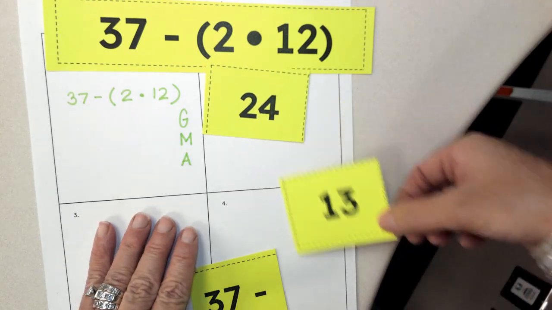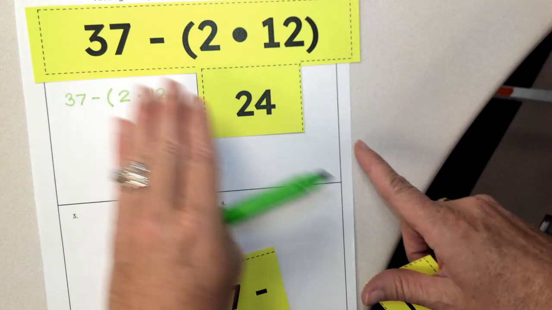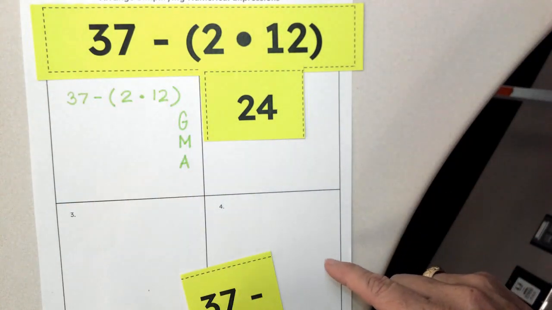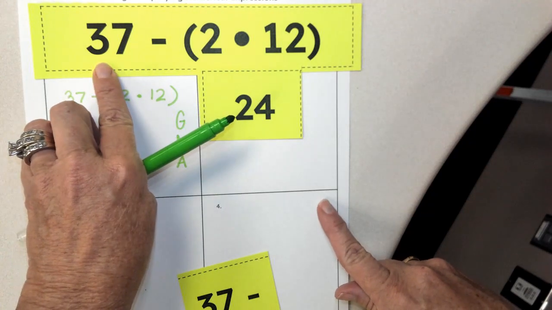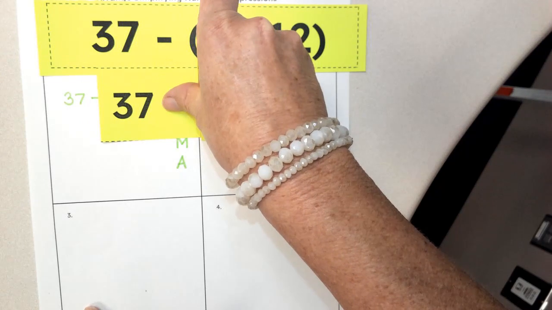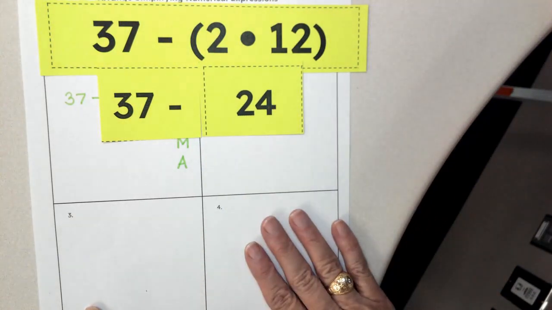And just like we've talked about in class, now we want to rewrite everything that is not solved. We just want to drop it down. So we would be dropping down the 37 minus. And so I would be looking for this piece right here. Okay, so 37 minus 24.